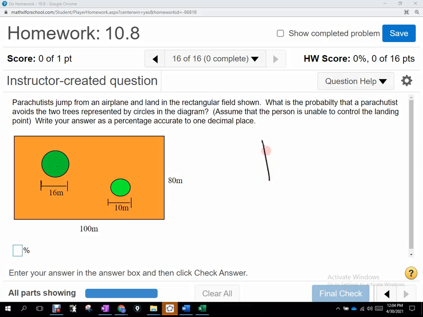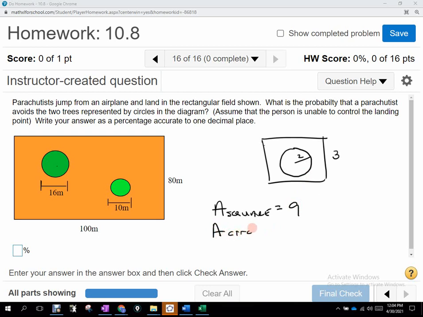Let's say I gave you a square, and in that square we had a circle with a radius of, let's say, 2. And let's say that the square had a width of 3. What's the area of the square? It'd be 9, right? What's the area of the circle? 4 pi, right? That makes sense. It'd be pi r squared, and r is 2.